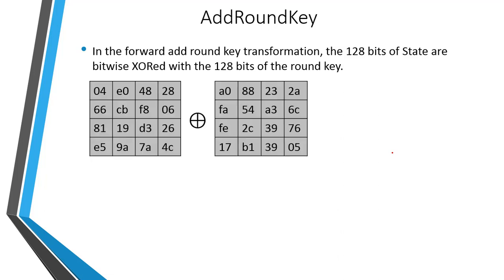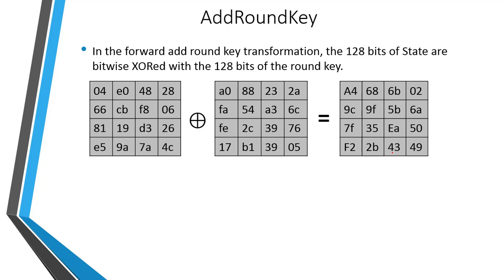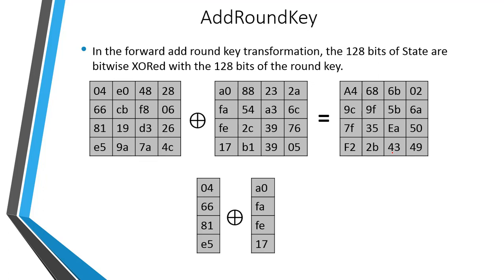So this is the XOR operation and the output of the XOR operation. So here the operation is also performed column by column. First column is XORed with the first column of the round key and the output is generated. In this way all the columns are XORed with each other and the output is generated in the add round key operation.